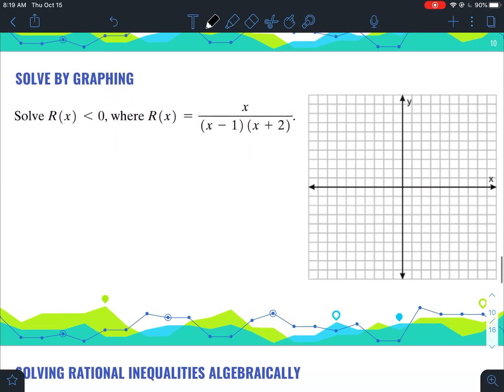All right, so now on the next one, we want to solve where the graph is less than 0. So I want to know where this graph is below, not the y-axis, the x-axis. So go ahead and pause the video, graph that on Desmos, and see where its graph would be below the x-axis.